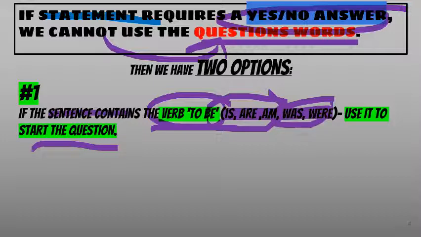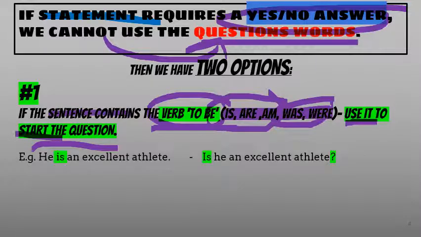So if my statement is going to contain a verb to be, I have to use that to start my question. For example, he is an excellent athlete. See, it doesn't ask anything like who, what, when, where, why. It just makes a statement, he is an excellent athlete, and it uses a form of my verb to be. Then I have to use that verb to be to start my sentence. Is he an excellent athlete?